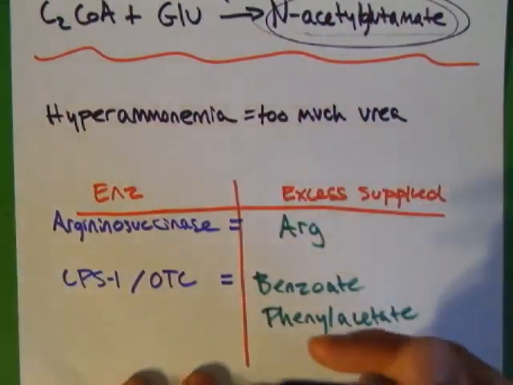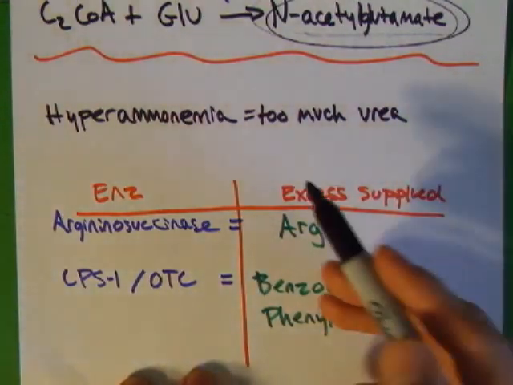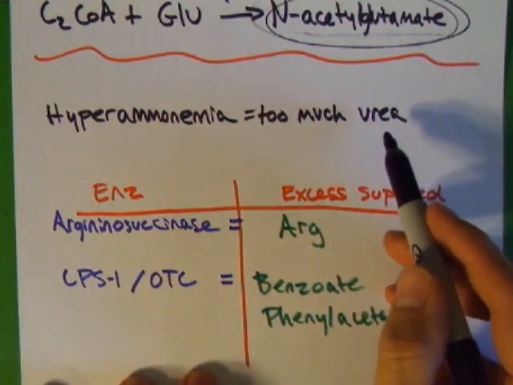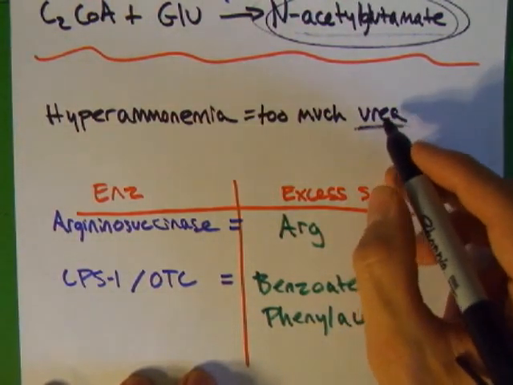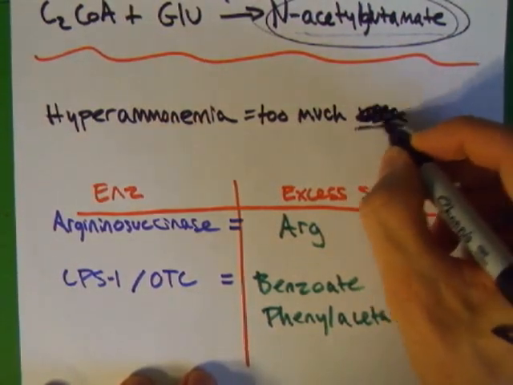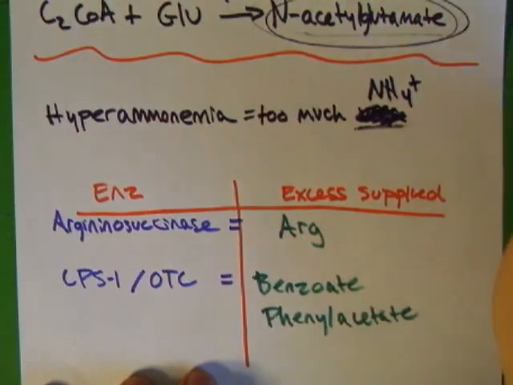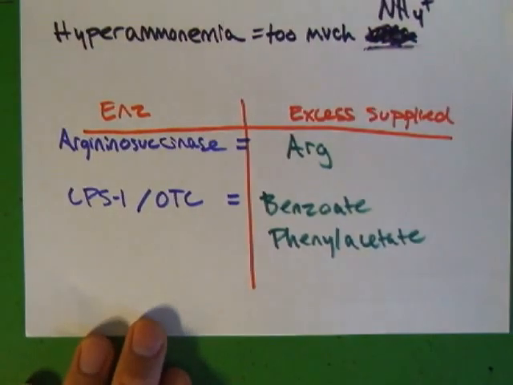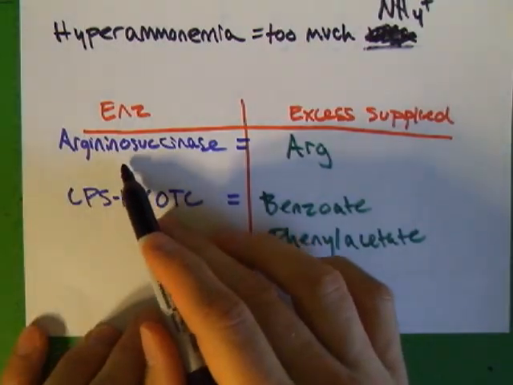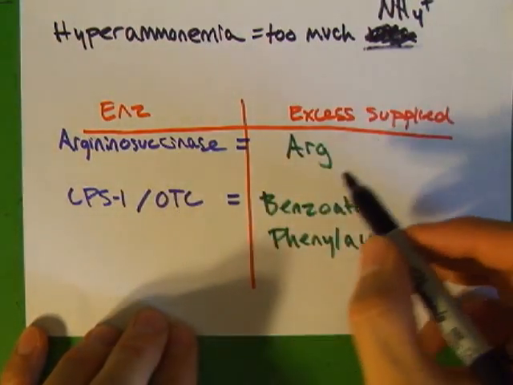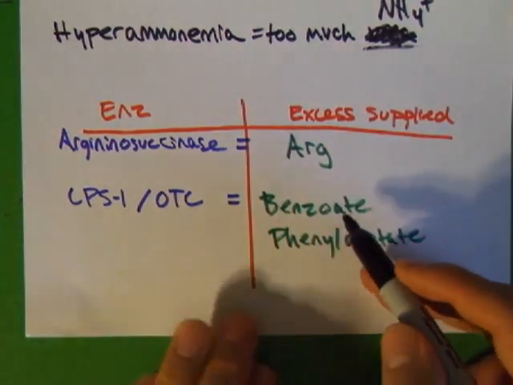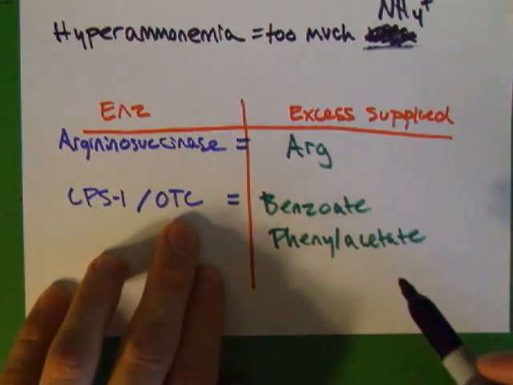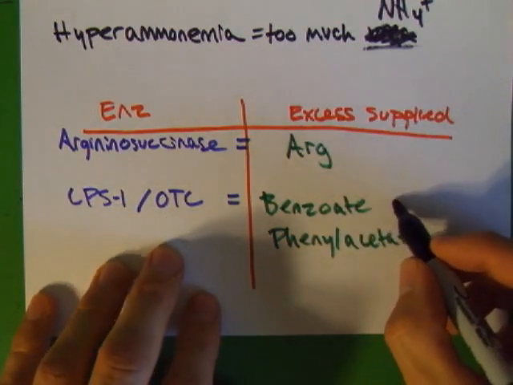Clinical is pretty easy. Any problem with any of the enzymes, you're not going to excrete urea, so you're going to have too much of it built up in the blood, or too much ammonium built up in the blood, not enough urea. Too much NH4+. A couple of the enzymes that could be a problem would be argininosuccinase, in which case you're going to supply lots of arginine to try to take care of that. And if you have problems with not having enough CPS1 or OTC, you're going to supply an excess of benzoate or phenylacetate. That's Unit 12.